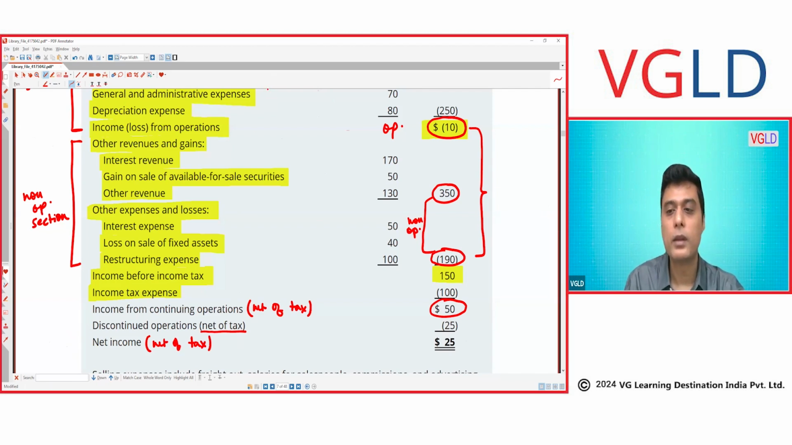So whenever we say net income, it always means net of tax. There is no doubt about it. Don't be under a doubt. Net income means net of tax. If it was not net of tax, it would be called income before income tax.